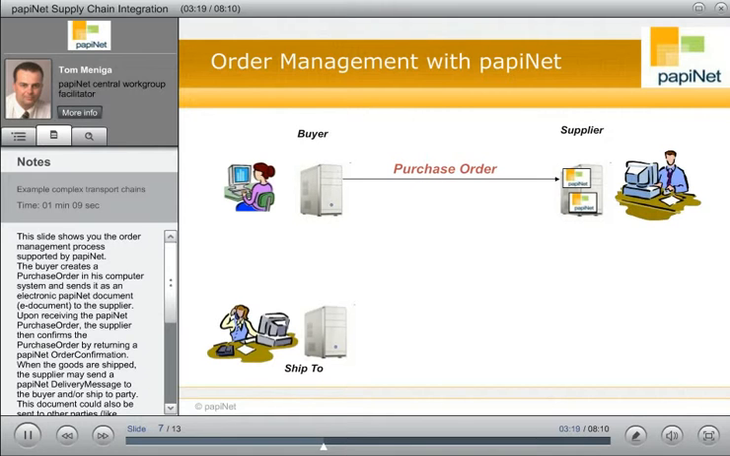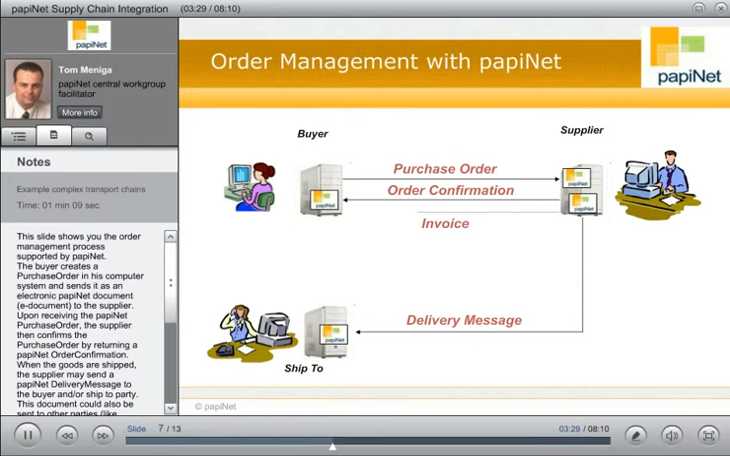This slide shows you the order management process supported by papiNet. The buyer creates a purchase order in his computer system and sends it as an electronic papiNet e-document to the supplier. Upon receiving the papiNet purchase order, the supplier then confirms the purchase order by returning a papiNet order confirmation. When the goods are shipped, the supplier may send a papiNet delivery message to the buyer and/or ship-to party. This document could be sent to other parties like warehouse operators. For example, by sending the papiNet delivery message to the buyer party, you can automate the invoice reconciliation process.